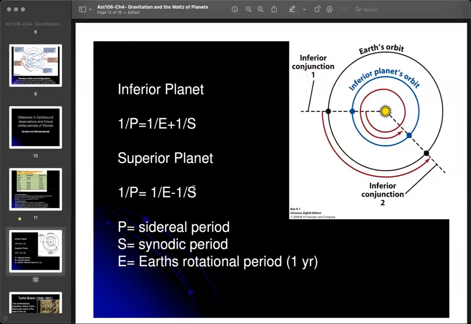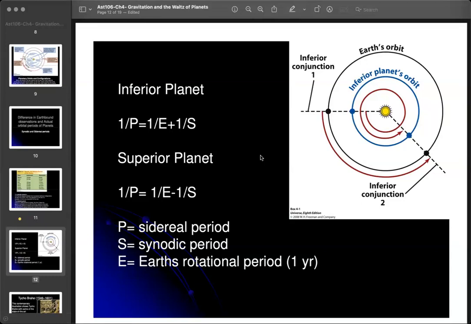So the formula is this. There are two different formulas, but very similar, just with a difference of a plus and a minus sign. If you're doing this calculation for an inferior planet, then 1 over P is equal to 1 over E plus 1 over S. So S is the synodic period. This is what you would measure from Earth, going from one inferior conjunction to the next inferior conjunction, or from one opposition to the next opposition. This is what you would observe, but that is not the true period.